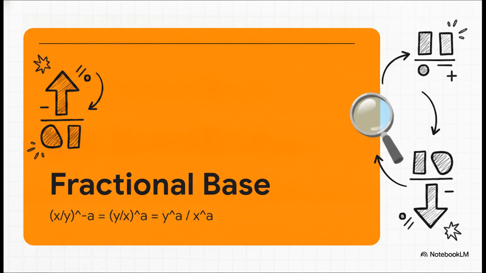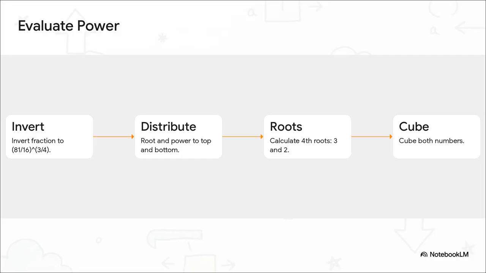The negative exponent just flips the base fraction completely upside down. It literally just swaps the numerator and the denominator. Once you flip that fraction, the exponent becomes positive, and you can solve it normally just by distributing the power to both the top and bottom numbers. Let's defeat example 5, our final boss, 16 over 81, all to the power of negative 3 over 4.